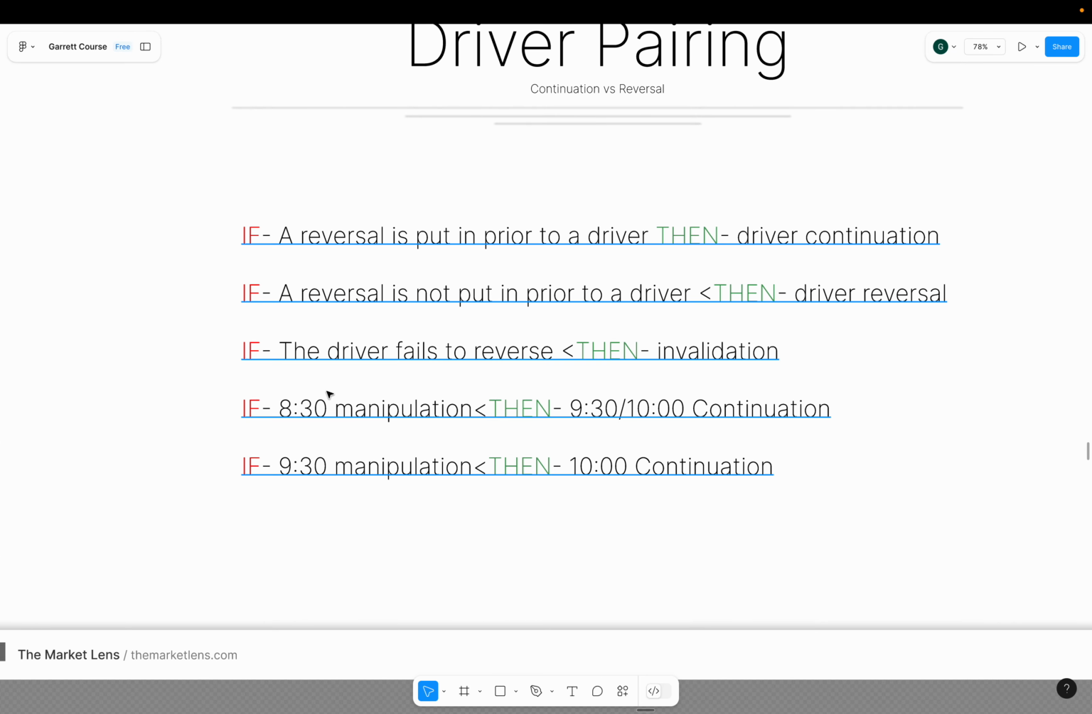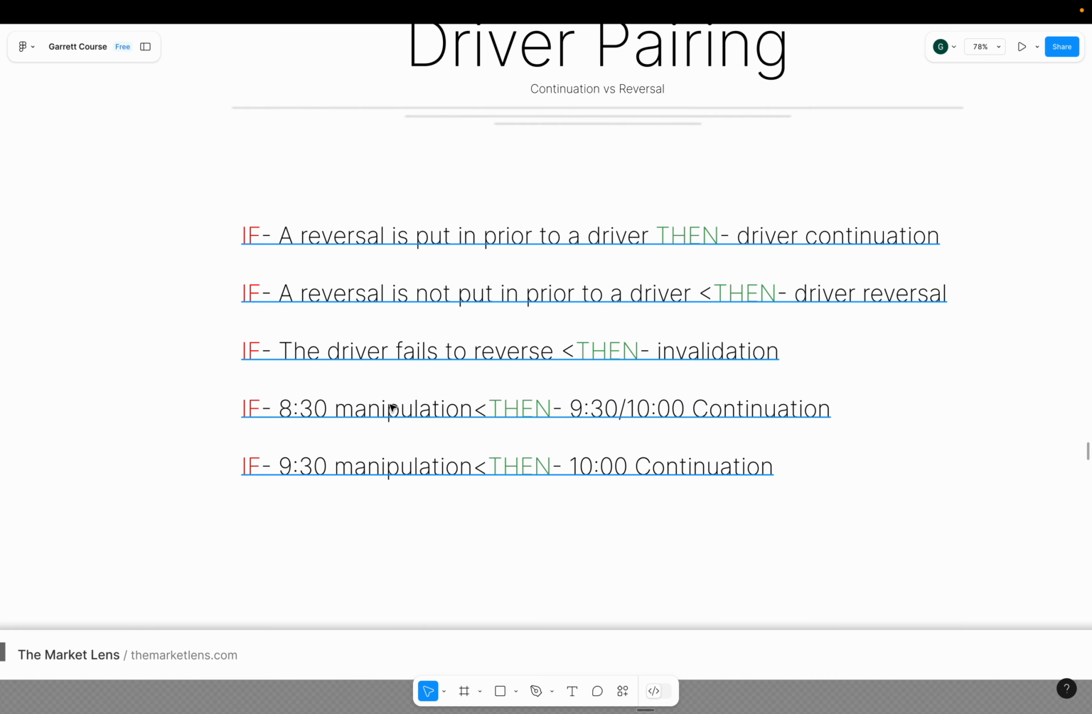Now, if the driver fails to reverse from a relevant level or from your invalidation level, that is an invalidation. Right? You don't want to see that because, like I said, if the day is going to be truly bearish, then it would expand at that key time, right? It would reverse at that key time. So if 8:30 manipulates, this is only red folder, then 9:30 should continue. We see this all the time.